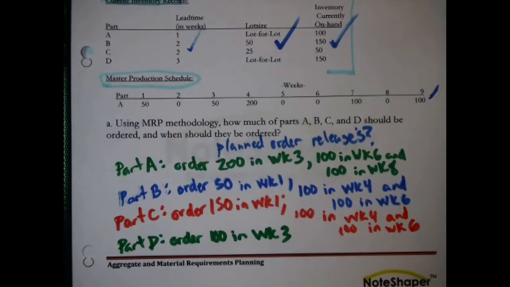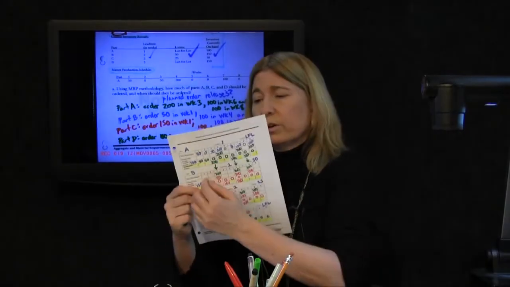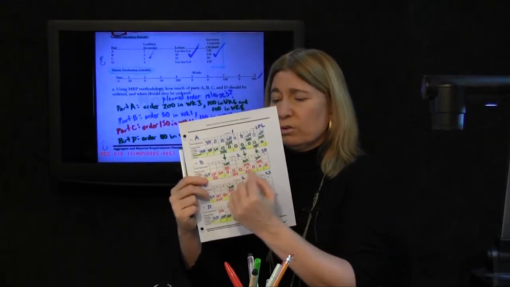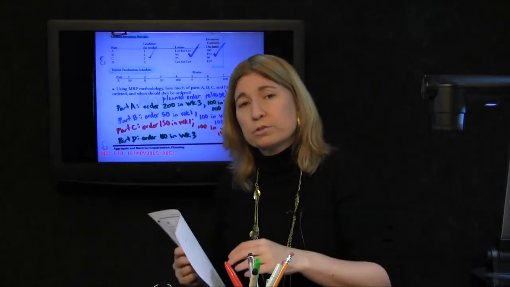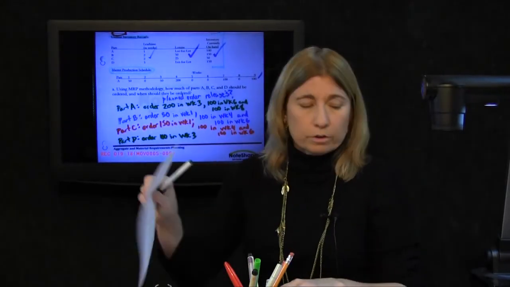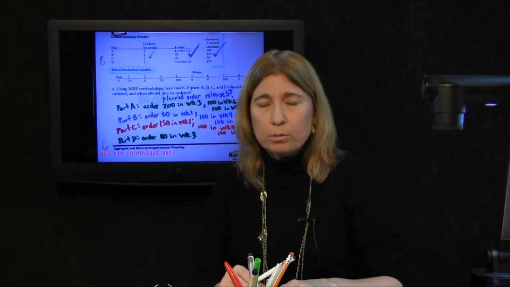There, those are the planned order releases. The only thing that I was doing was just noting all the orders of interest that were on the bottom line of each record. Phew. All right, Part A of this problem is done.